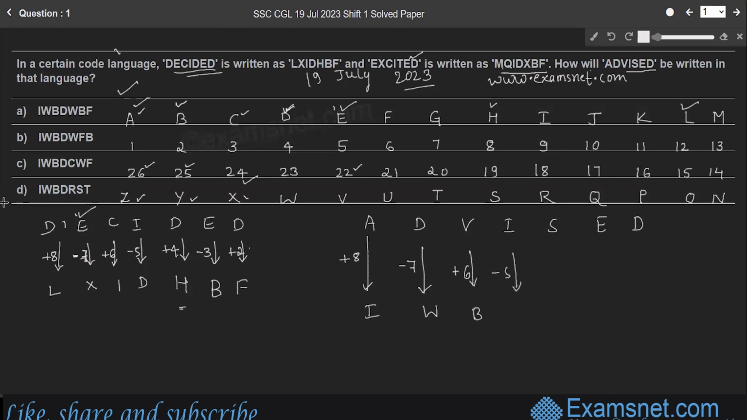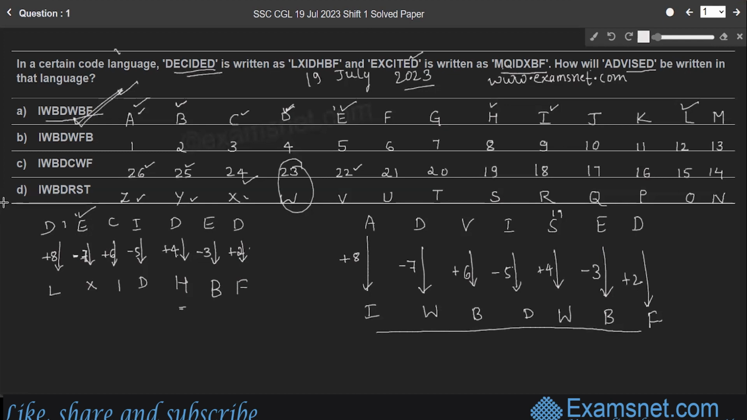Then I minus 5, right? So I is 9. 9 minus 5 is 4, which is D, right? S is 19. So 19 plus 4, which is 23, is nothing but W. S will be coded as W. And E minus 3. E is 5. 5 minus 3 is 2, which is B. And D plus 2. D is 4. 4 plus 2 is 6, which is F. Therefore, advised will be coded as IWBD WBF, right? So look at the options. Option A is the right answer.